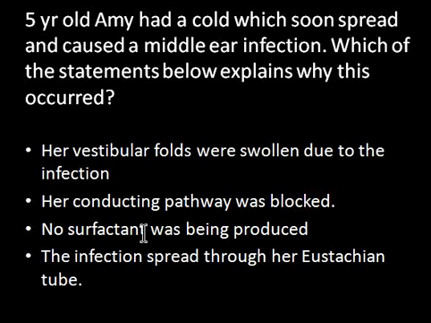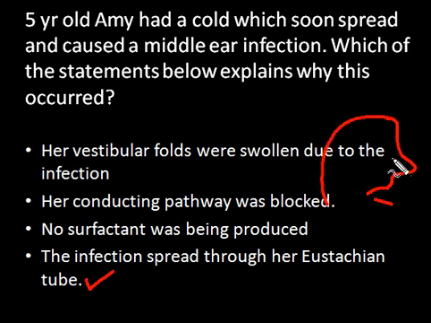And third, no surfactant was being produced. Now, having a cold has nothing to do with the type 2 alveolar cells, so therefore that is not true either. And the last statement, the infection spread through her eustachian tube. Now that is a distinct possibility, because if you look at the nasal cavity, so if I was to draw it like this, and you look, and these are the conchae, and here is the auditory or eustachian tube.